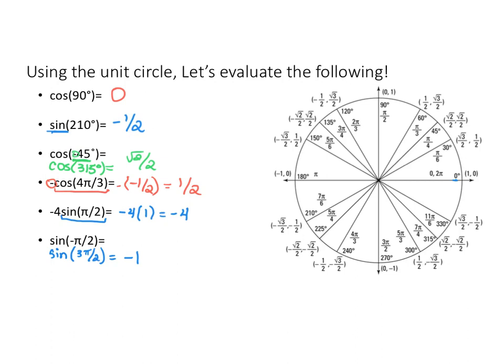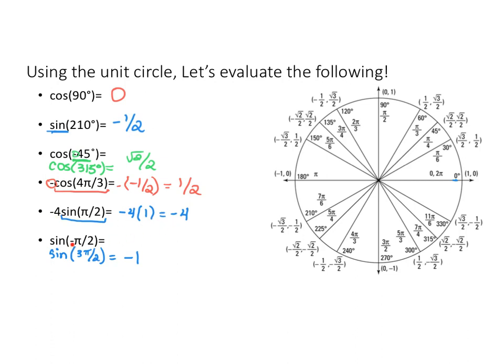Okay, so for this next problem, I found the sine of pi over 2, starting at 0, going to pi over 2 radians, and I found the sine value, which is 1. So the sine value at pi over 2 is 1, but then this was being multiplied by negative 4. Negative 4 times 1 is negative 4.